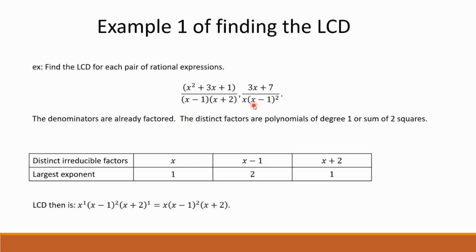And just like with x, we do have an x plus 2. Not over here, but over here. And its only exponent is 1. There's no x plus 2 over here. So we just write x plus 2 and then a 1. And then the LCD is x to the first times x minus 1 squared times x plus 2 to the first, which is equal to this. And you multiply them, which is equal to this.